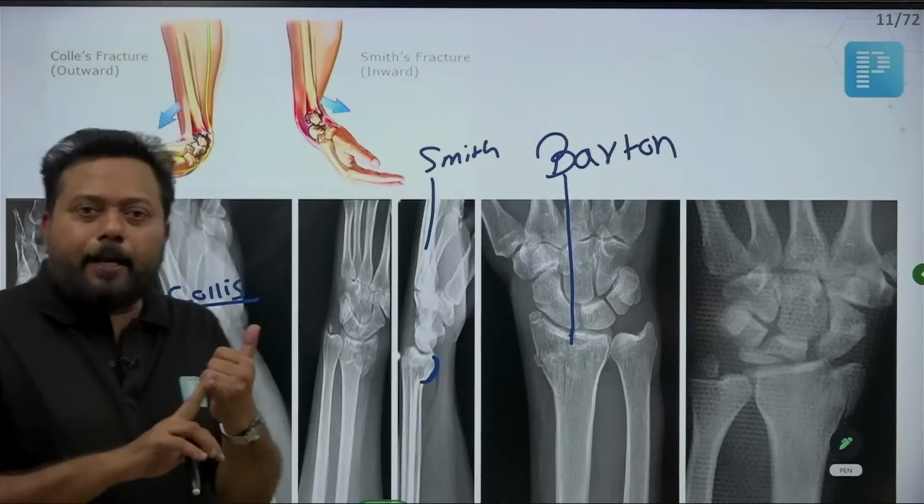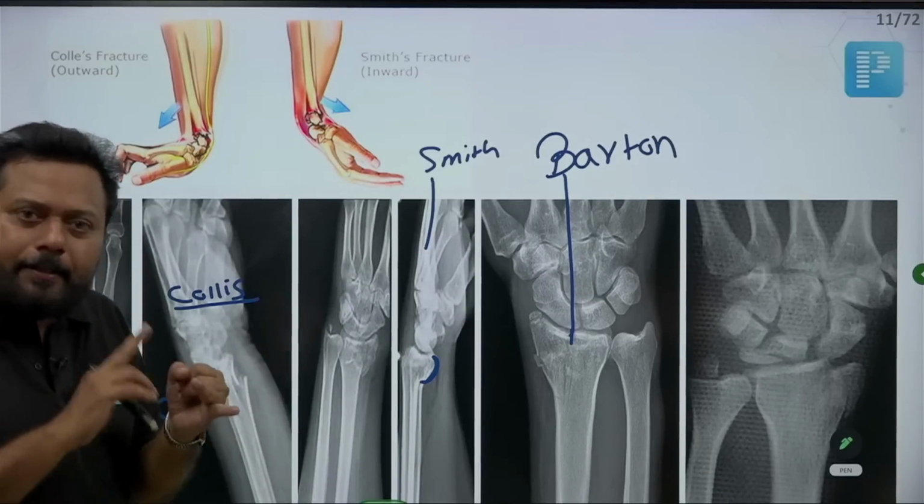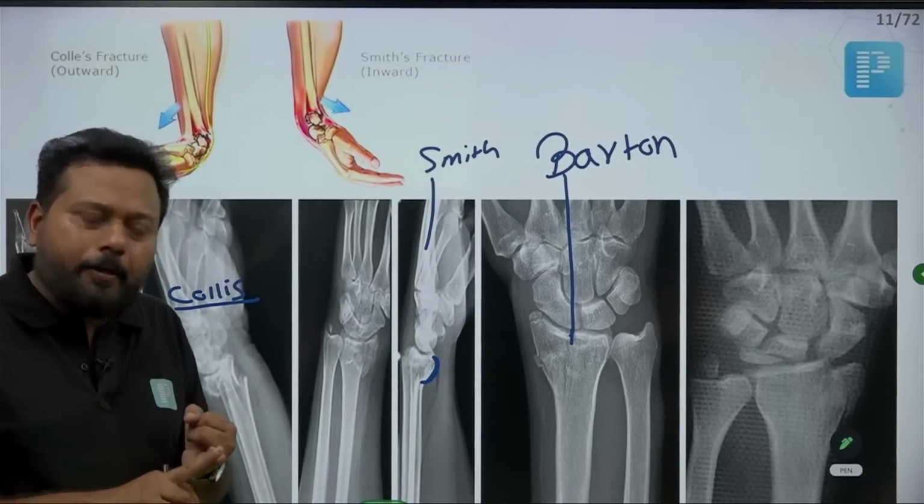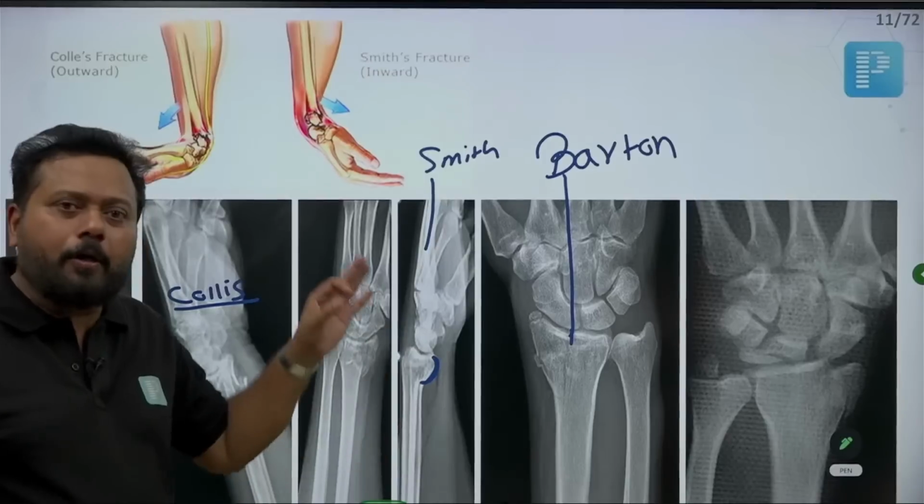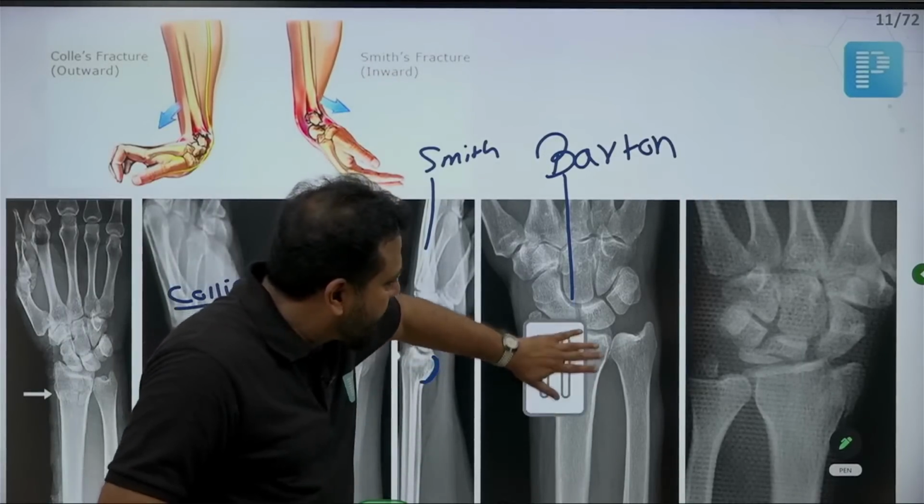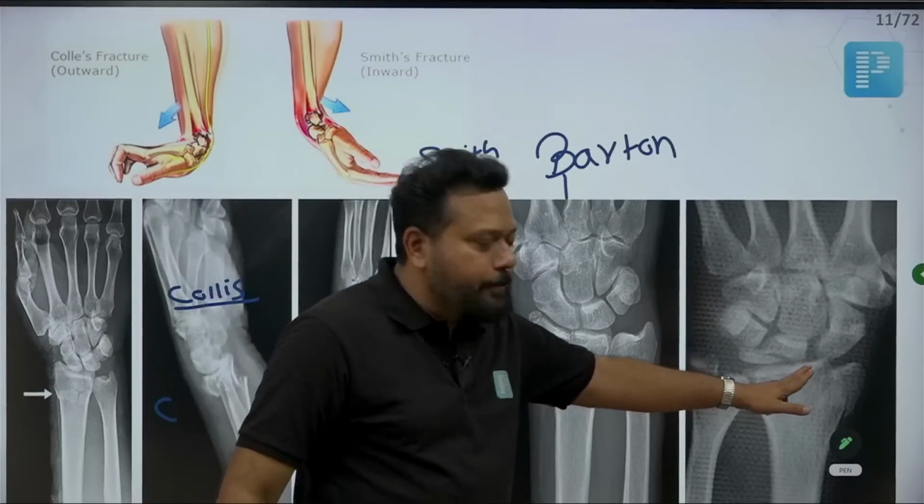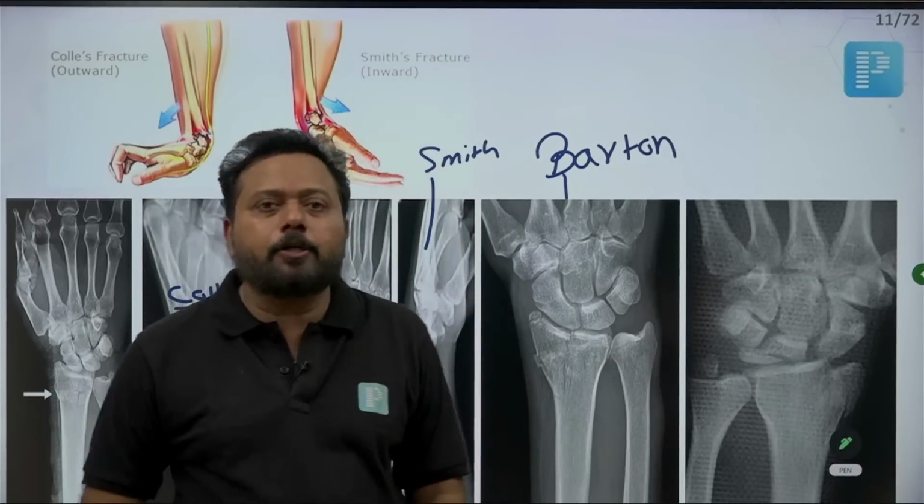A distal radial fracture which is extra-articular with dorsal displacement is Colles. A distal radial fracture which is extra-articular with ventral displacement is called Smith or reverse Colles. A distal radial fracture which has intra-articular extension is called Barton. A distal radial fracture which involves only the radial styloid is called Schafer's.